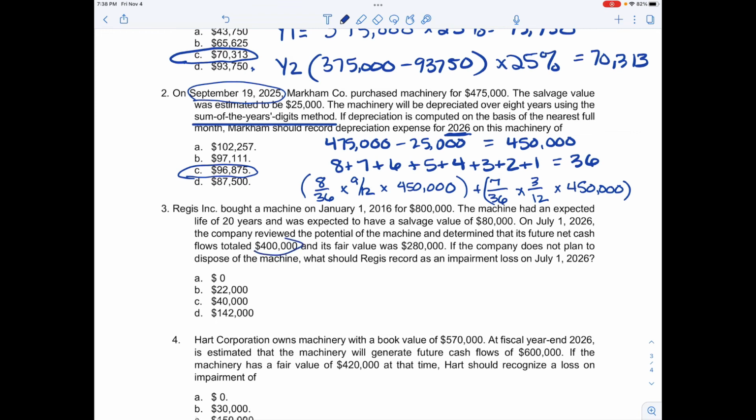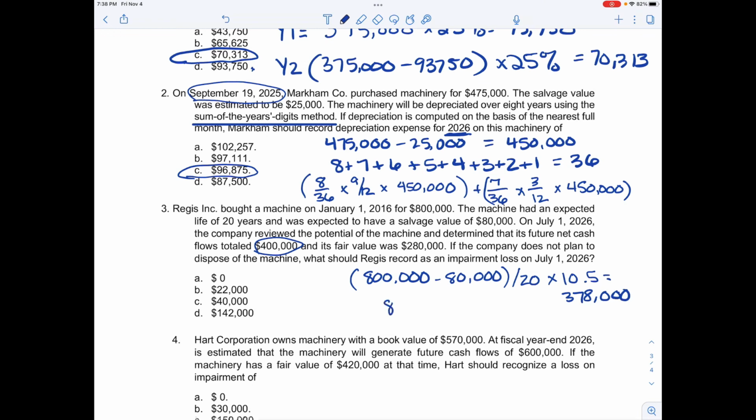So here in this problem, my cash flows are $400,000. My carrying value or book value is going to be that $800,000 minus the $80,000 salvage value, and we're going to divide that by 20 years and times it by 10.5, because that's how many years we're at so far, because I'm trying to get my accumulated depreciation. So that equals $378,000.